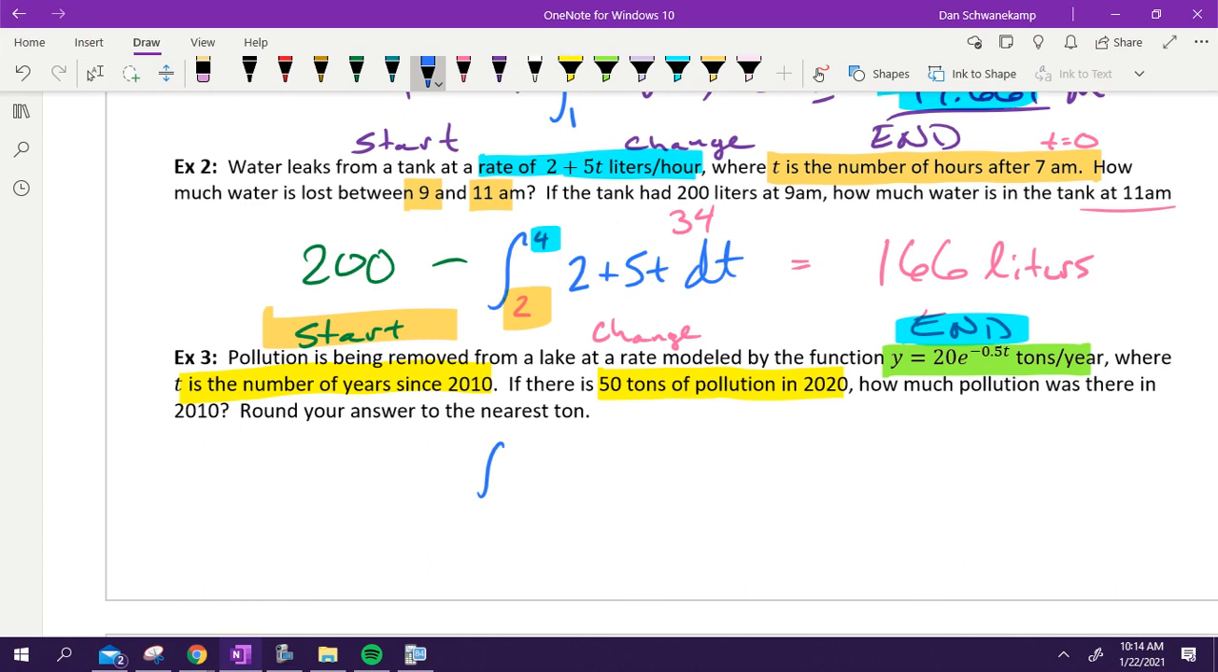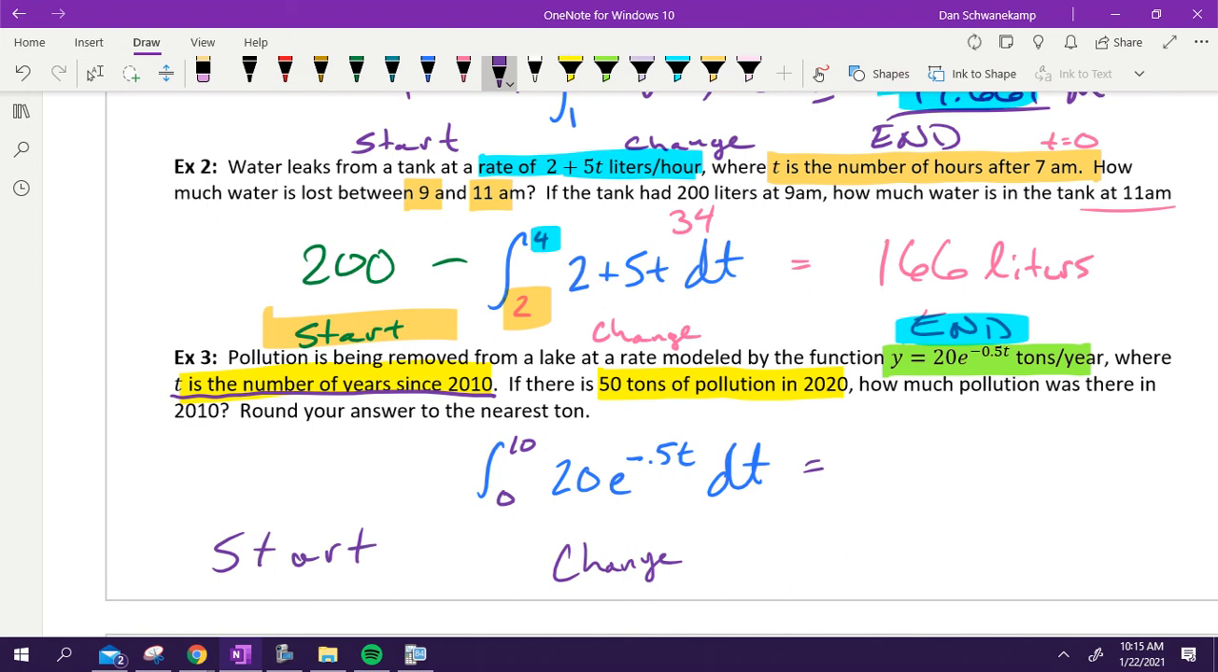Integrate it. I'm integrating this rate, 20 e to the negative 0.5 t dt. Now here's the tougher part. When am I integrating this thing from? We're going from 0 to 10 because t is the number of years since 2010. So we're starting at 0 and we're going to 2020. I'm going to integrate that thing. This is my change. Start plus change equals end.